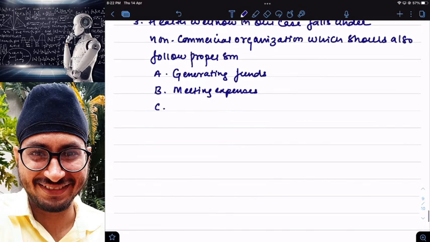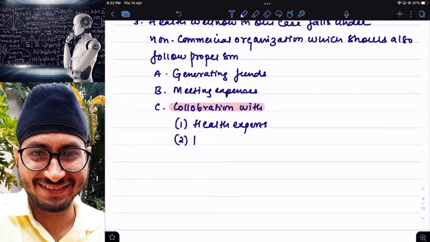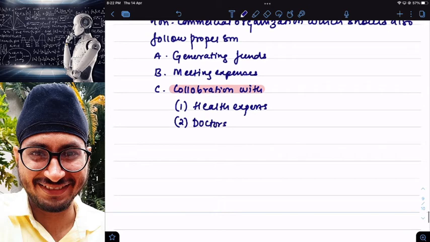Clear? They can also prepare a plan for collaboration with health experts. These health experts can help them in their health camps, right? They can also have collaboration with doctors, clear, because they are providing medical checkup, right? Then they can also have a tie-up with gym instructor. They can also have a tie-up with yoga instructor, etc., etc.